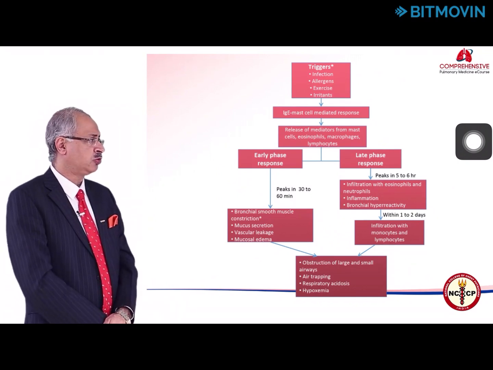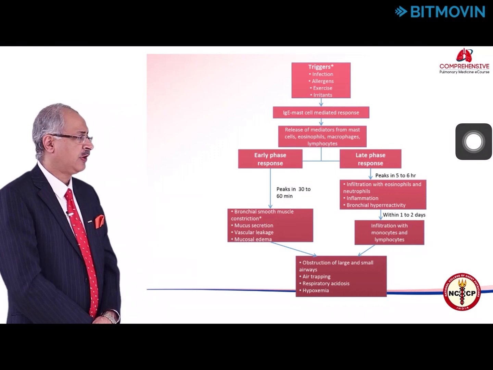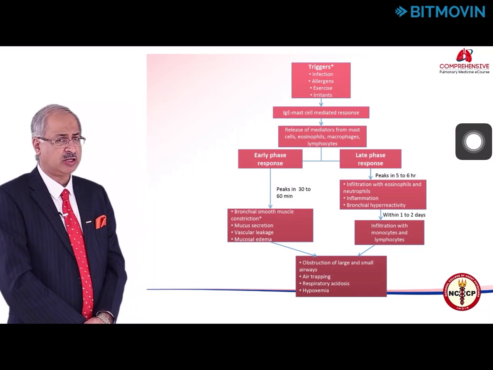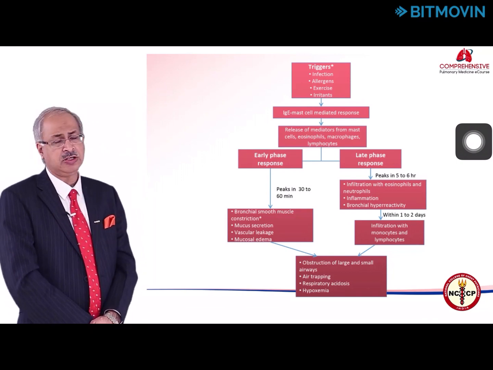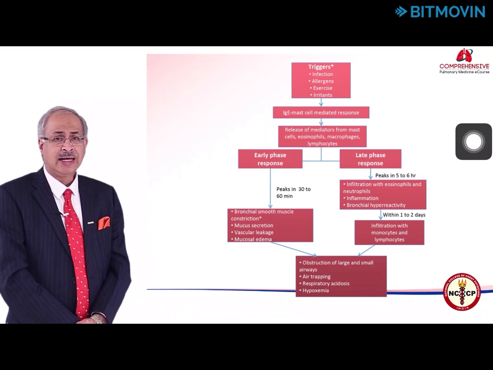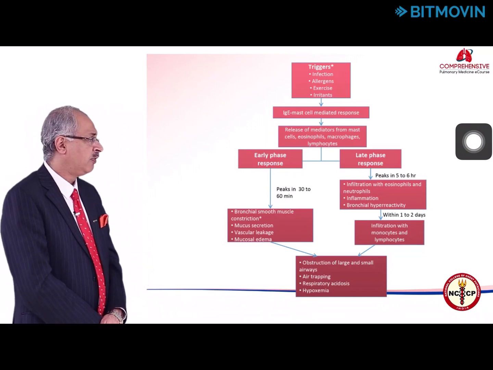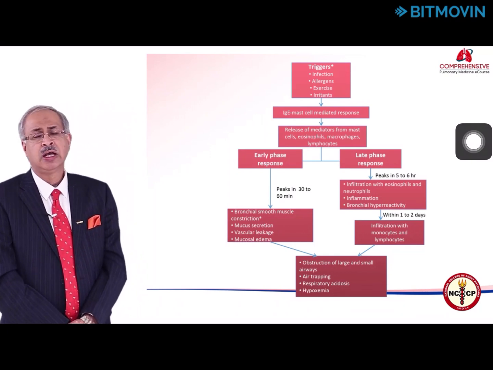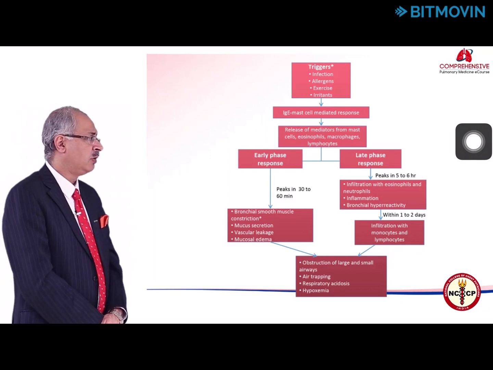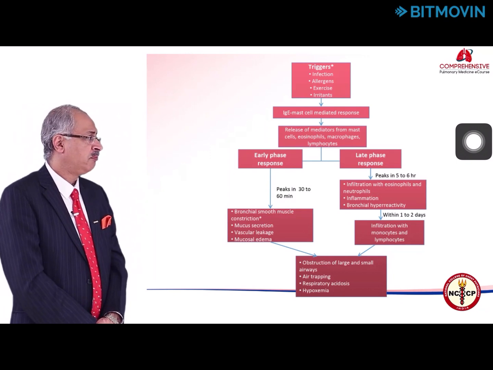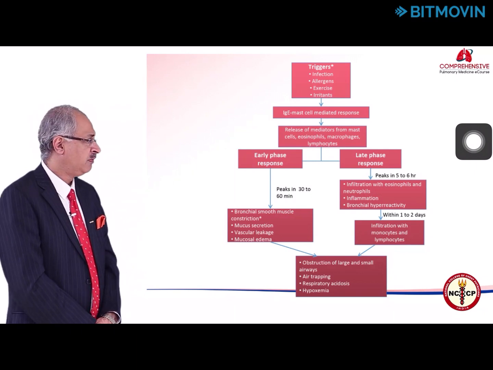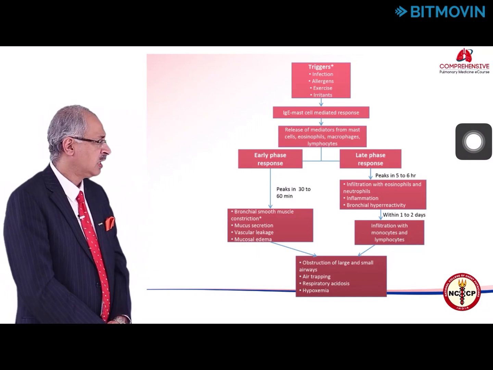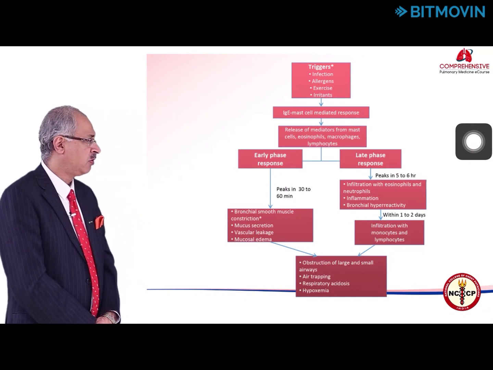You have triggers, which could be infection, allergens, exercise, or irritants, that lead to IgE mast cell mediated responses or dendritic cell presentation, leading to release of cytokines, chemokines, and interleukins, etc. These act on the white cells, different ones: eosinophils, neutrophils, mast cells, as well as macrophages and lymphocytes. You have an early phase response, where the peak will be within half an hour to 1 hour, which leads to bronchial smooth muscle constriction, predominantly followed by secretion of mucus. There occurs a vascular leakage and mucosal edema.